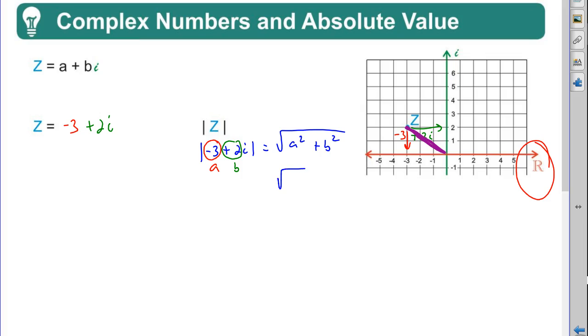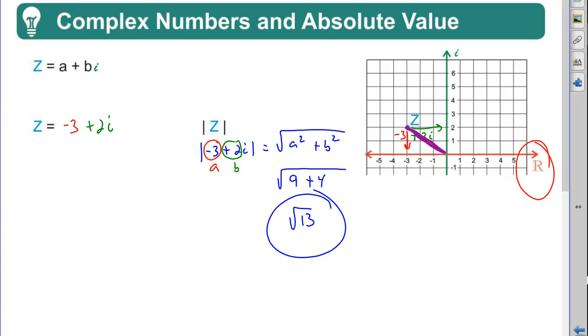So let's finish this out. A squared, -3 times -3 is 9, or 3 times 3 is 9, and 2 times 2 is 4. And guess what? The modulus, or the absolute value, or the distance that point is away from the origin, is the square root of 13. Hey, complex numbers, not hard in that respect.